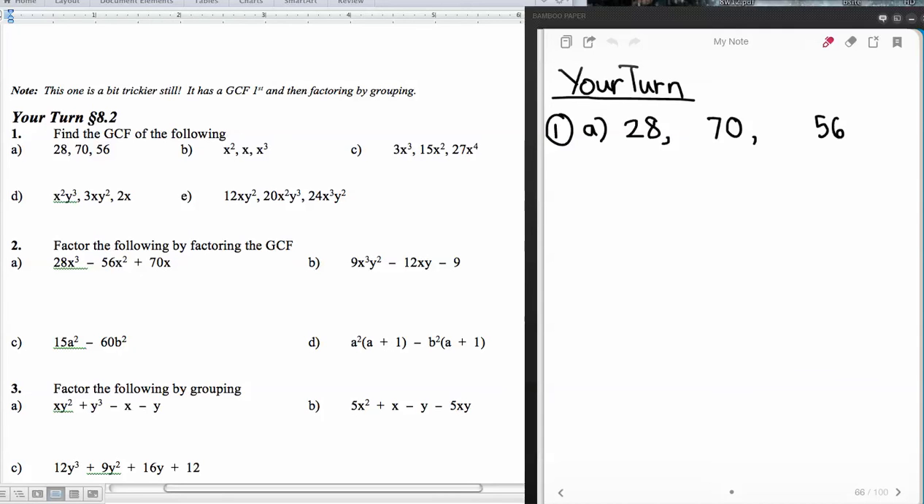All right, this is the Your Turn in section 8.2, and we're going to do problem number 1 in this video. This might be longer than 5 minutes this time around because I'm going to do the whole problem number 1. So the first thing we need to do is find the factors of each of these numbers. So for 28, we have 1 and 28, and we have 2 and 14.